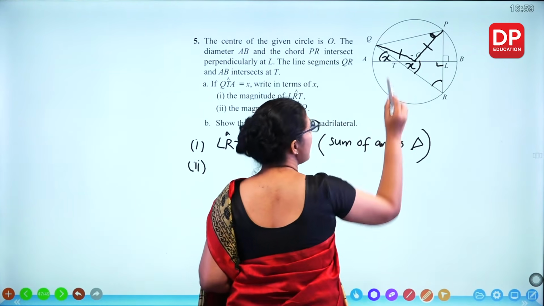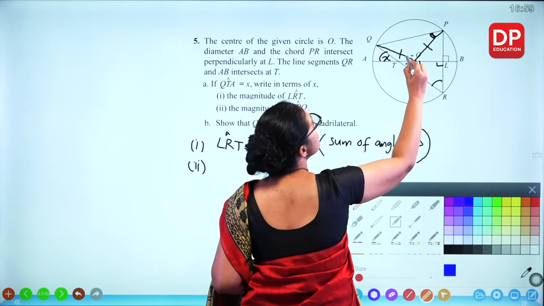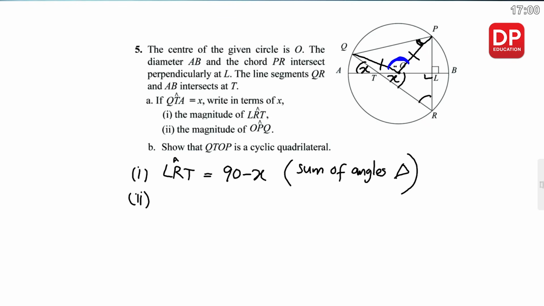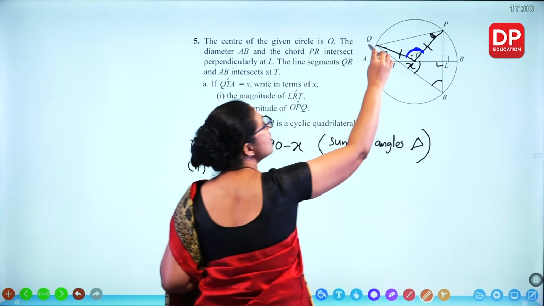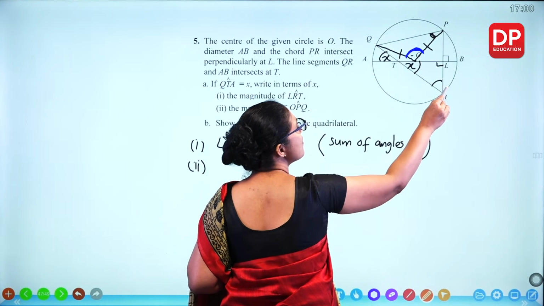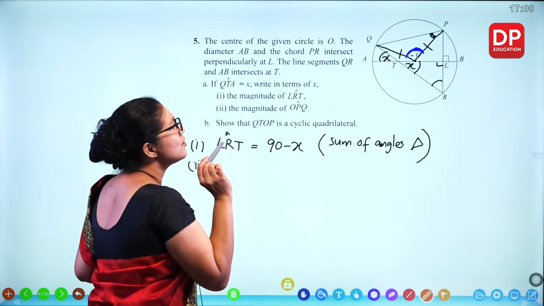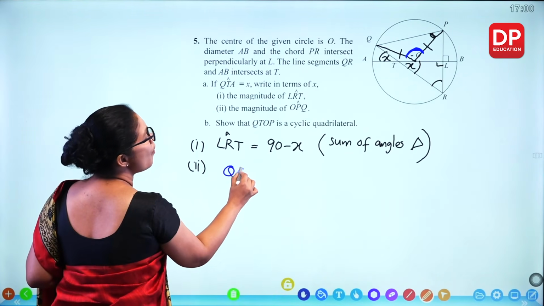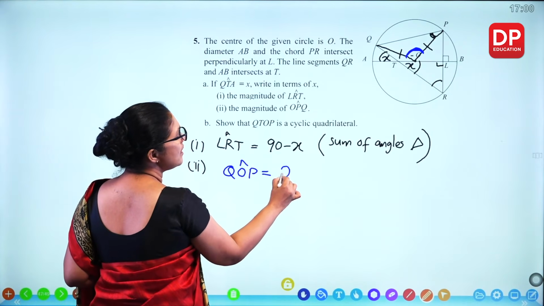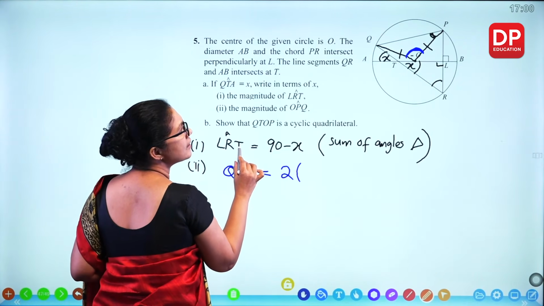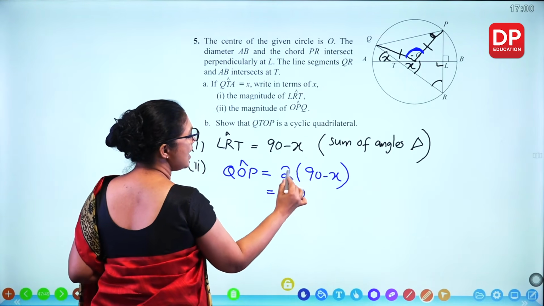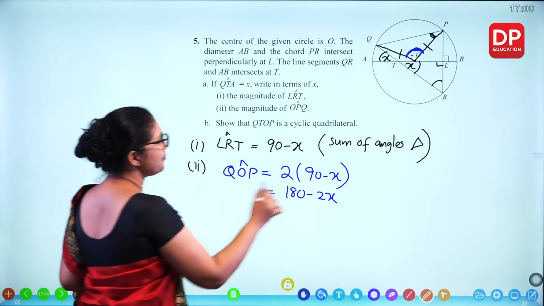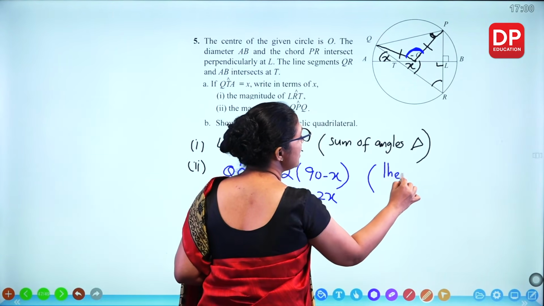First we'll find out this angle. What's this one? Look carefully. PQ is the chord. So this is the angle subtended at the center. So what's the angle subtended on the circumference? That's our angle. So we can write QOP angle is double of LRT angle. That's 90 minus x. So you get 180 minus 2x. So you can write down according to the theorem.